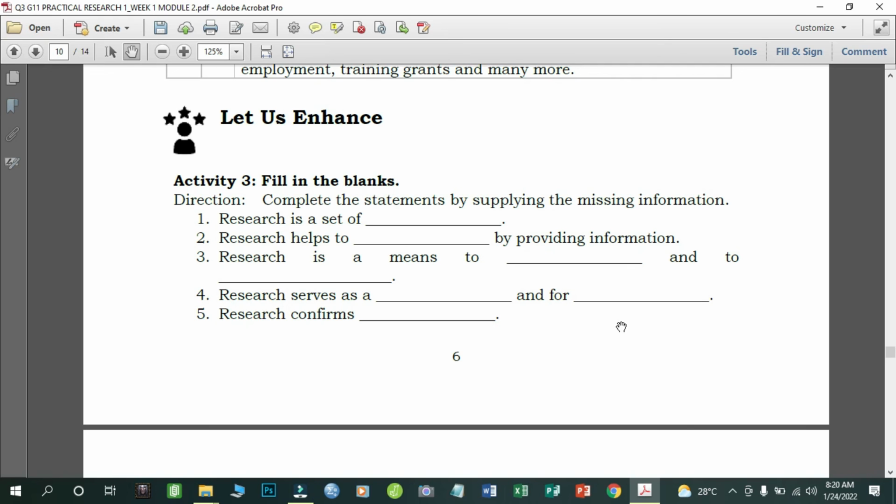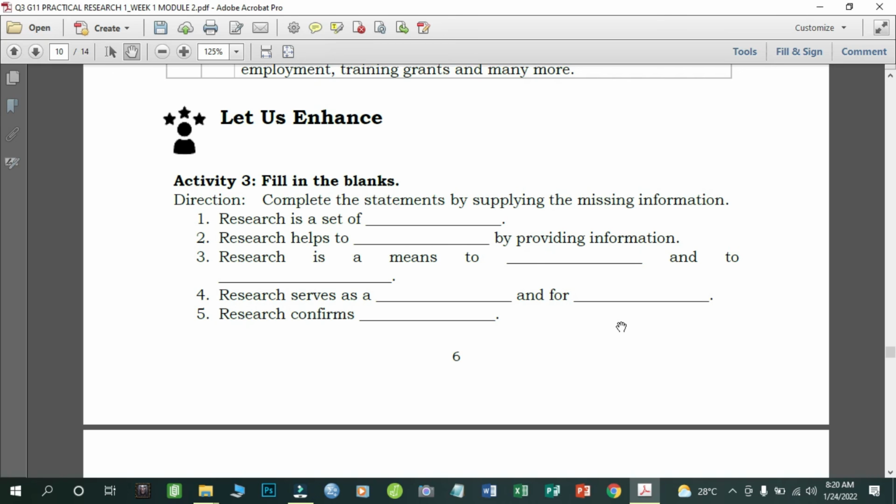Okay, number 3, research is a means to blank and to blank. Okay, what would be the answer? Okay, the answer would be, research is a means to understand various issues and to increase public awareness. Okay, I hope you got the correct answer.